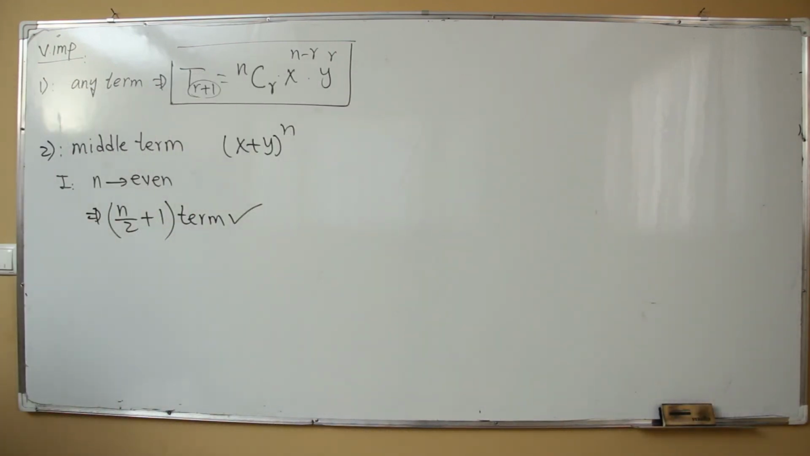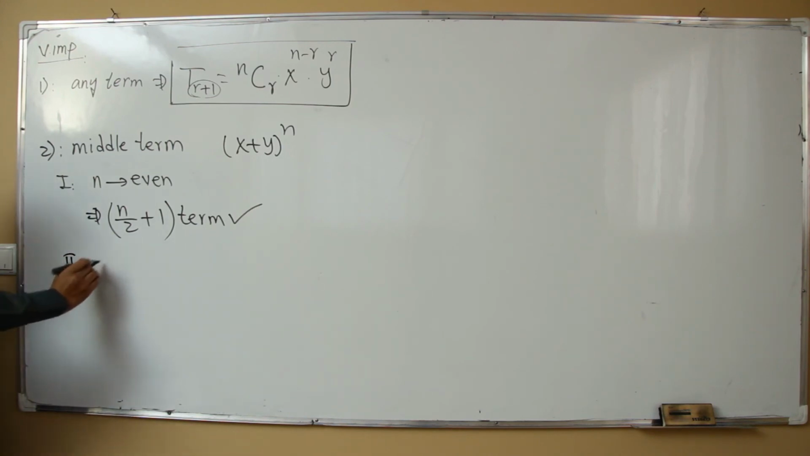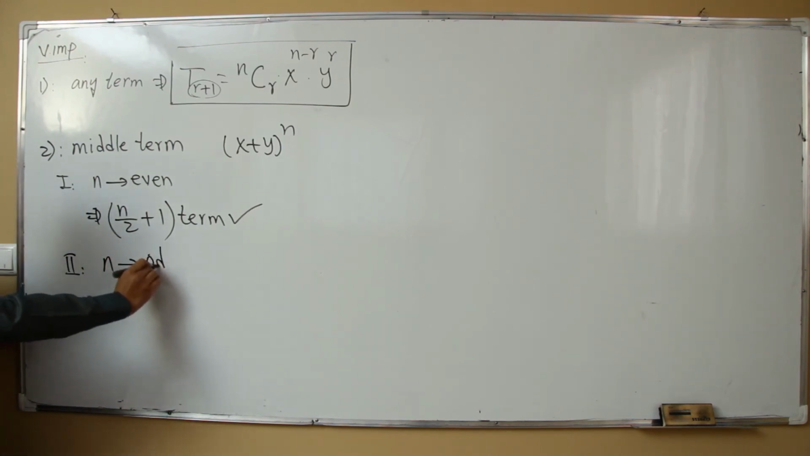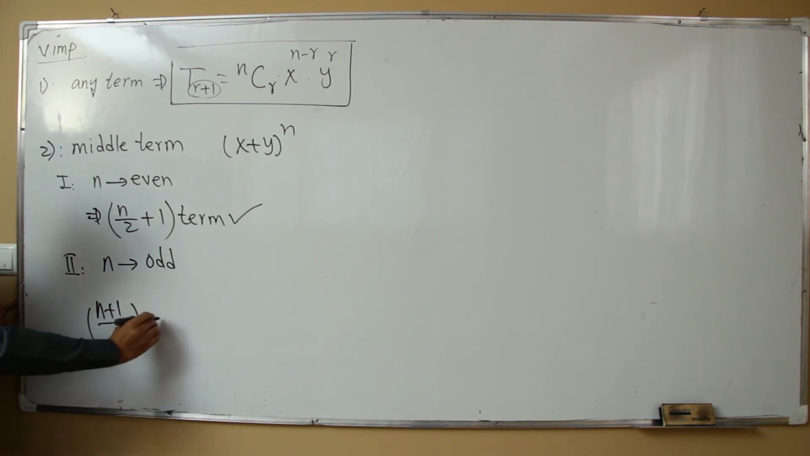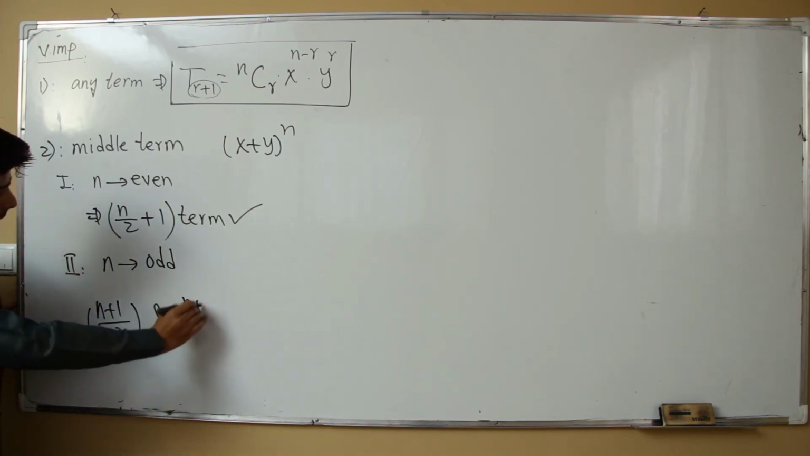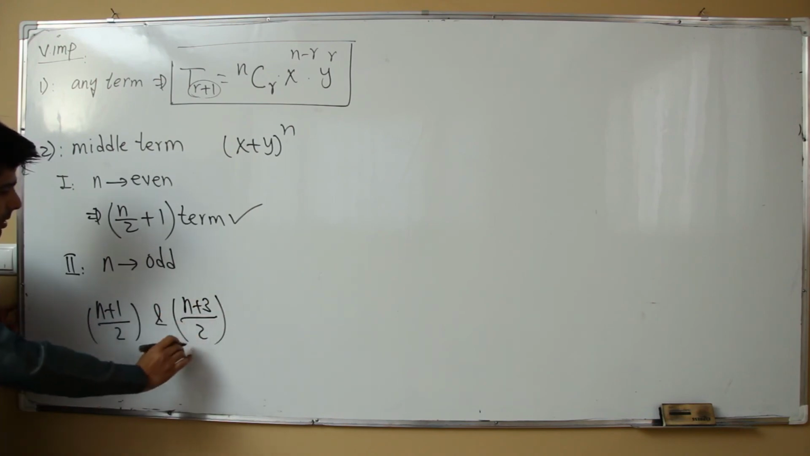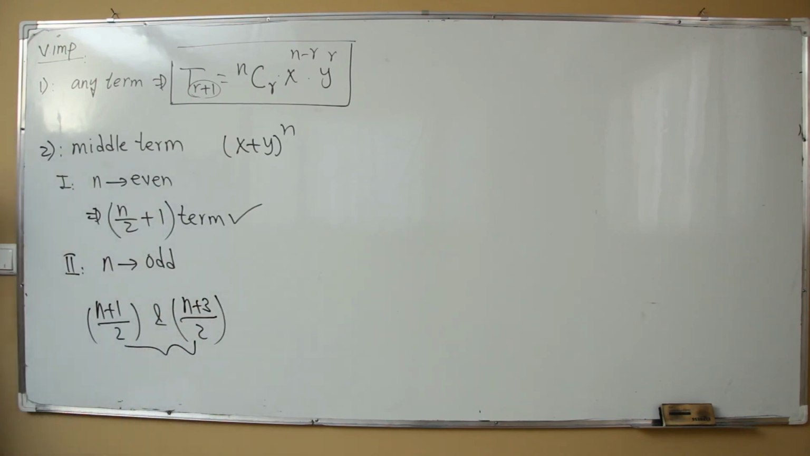But if we talk that n is an odd number, on that occasion we have two middle terms. The first one is (n plus 1) divided by 2 and the other is (n plus 3) divided by 2. These are the middle terms when n is odd.